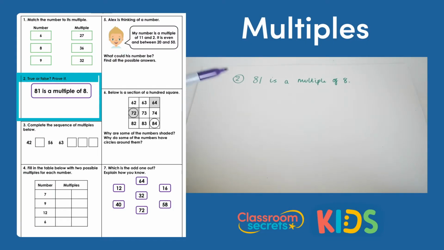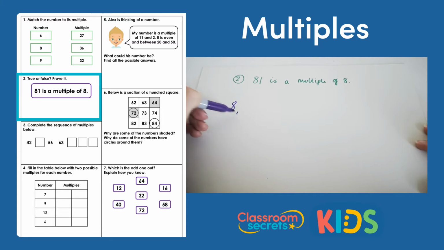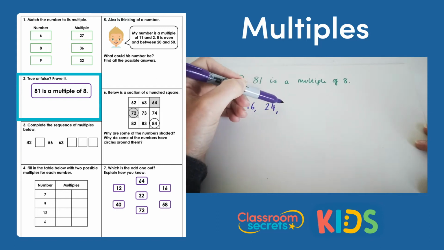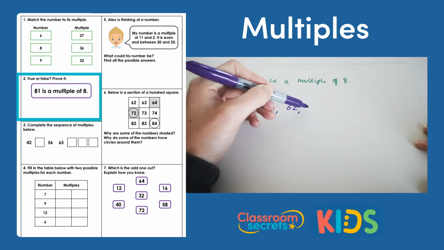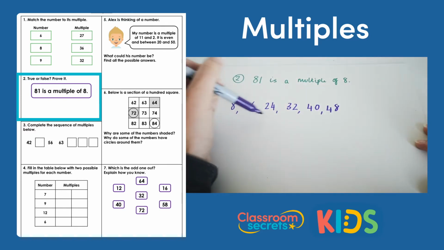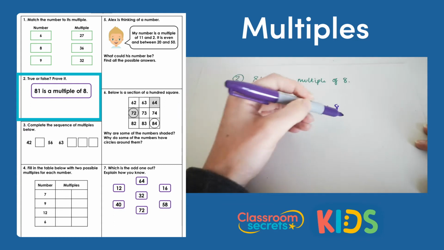Question 2 says, true or false, 81 is a multiple of 8. Prove it. So our job is to find out whether 81 is a multiple of 8 and give evidence. Show why it is or why it isn't. So what I'm going to do is write down all the multiples of 8. So start at 8. The next one is 16, 24, 32, 40, 48. All I'm doing is writing out my 8 times tables.